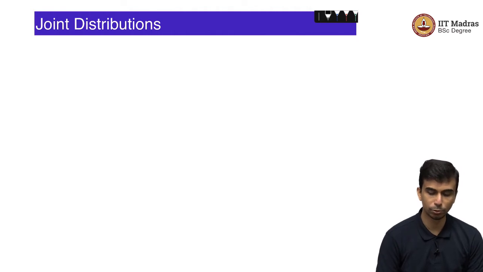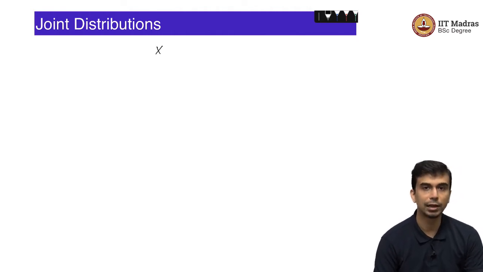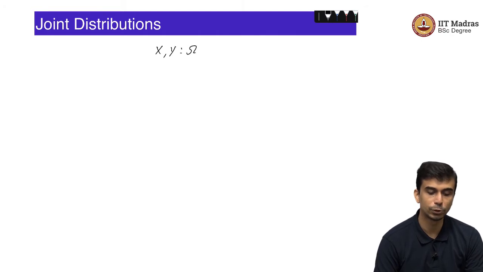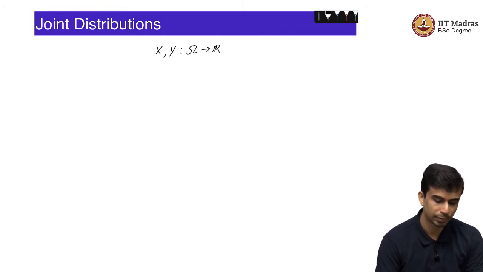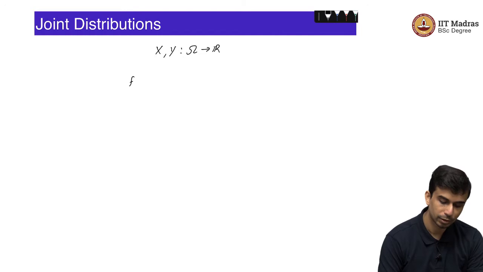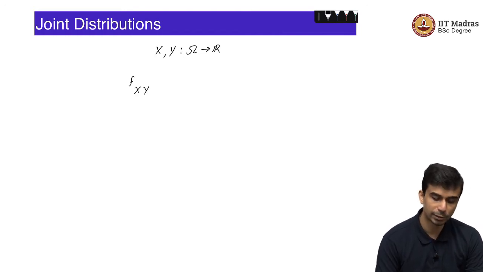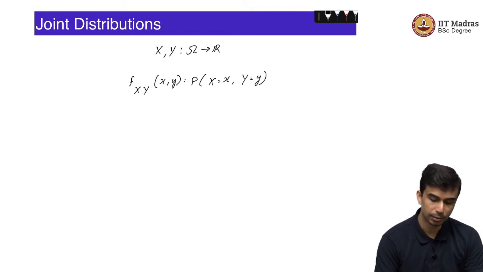The first tool is the most basic tool, which is to generalize the probability mass function of individual random variables to multiple random variables. Let us take the simple case of 2 random variables, let us say X and Y, which are 2 random variables from omega to R. The joint probability mass function of this pair of random variables X and Y is denoted by small f subscript XY, and small f_XY of x comma y is simply the probability of X equal to x and Y equal to y.